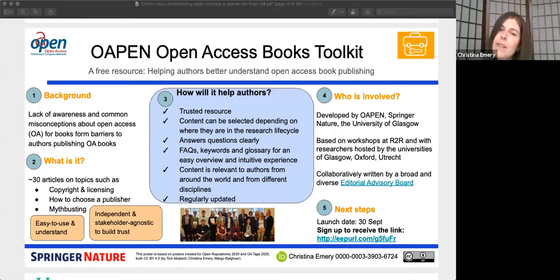We want the academic community to get involved by spreading the word about this toolkit and by providing feedback for further development. If you'd like to be notified about next week's launch and future webinars, such as the OA Books Network and the Frankfurt Book Fair, please sign up to the Toolkit newsletter via the link on the poster. And we'll be using the hashtag OA Books Toolkit on social media.